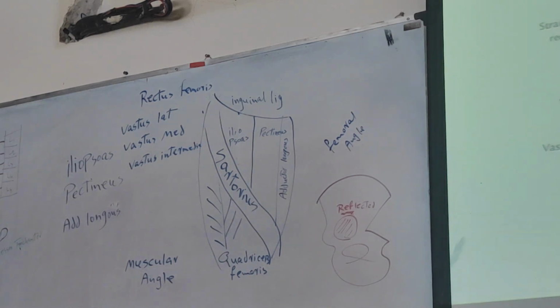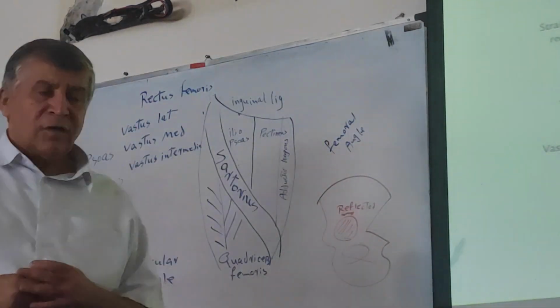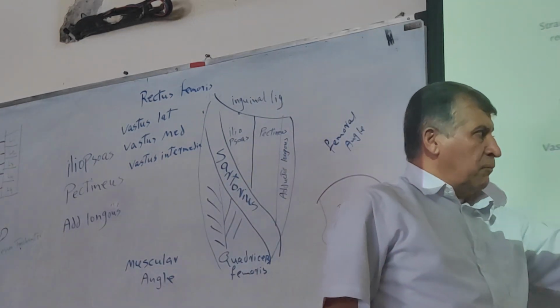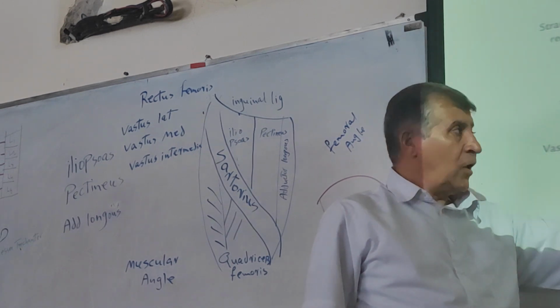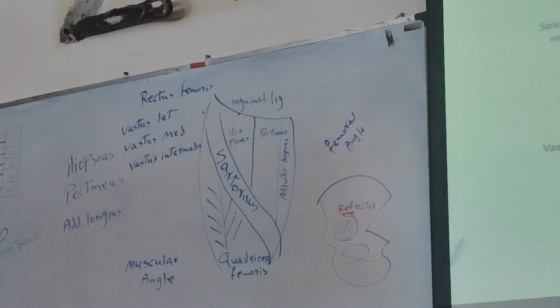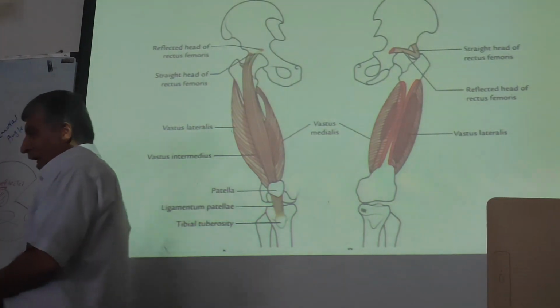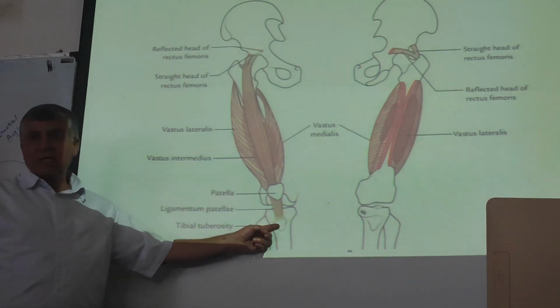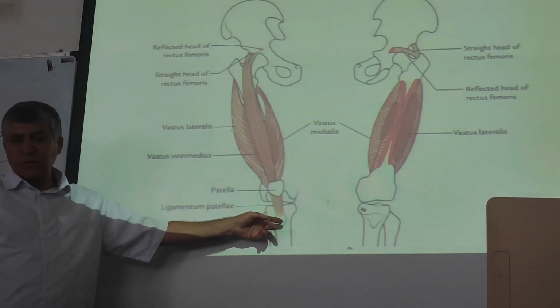Other parts of the quadriceps muscle originate from the femoral bone. All of them attach to a tendon. This tendon contains the patellar bone, and after it inserts to the tibial tuberosity.